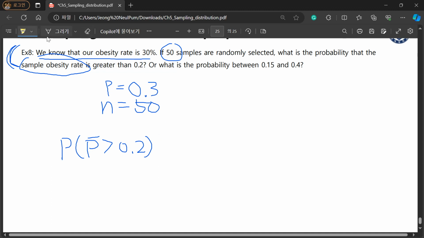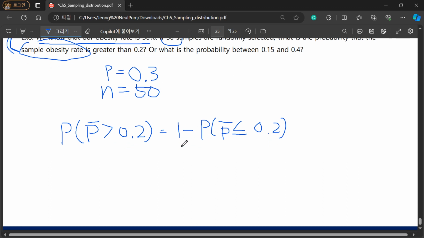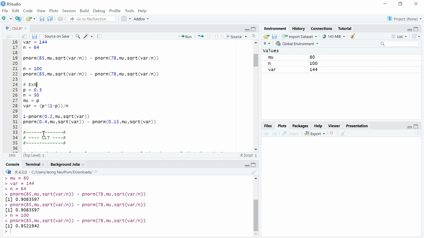This is the same as 1 minus the probability that our p bar value is less than or equal to 0.2, because it is more convenient for us to calculate the left-side probability when dealing with the normal distribution with the pnorm function in our programming. So this is nothing but calculating this value with the pnorm function.